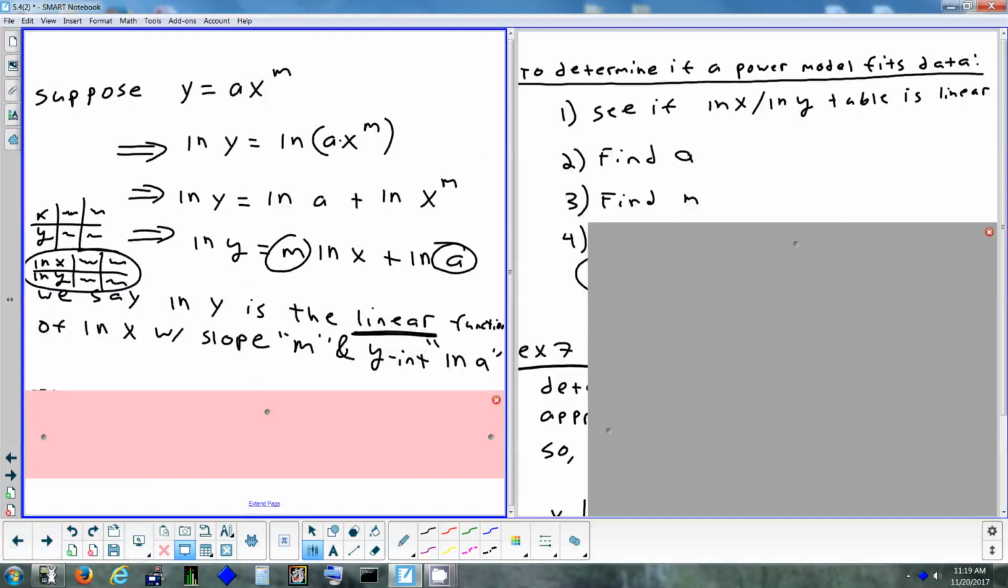Now, after you find A and M, that's pretty much your answer. Your final answer should look just like that. Find A and find M. M is kind of like your slope. A is the y-intercept. If you were to draw this table up, the ln x, ln y table.